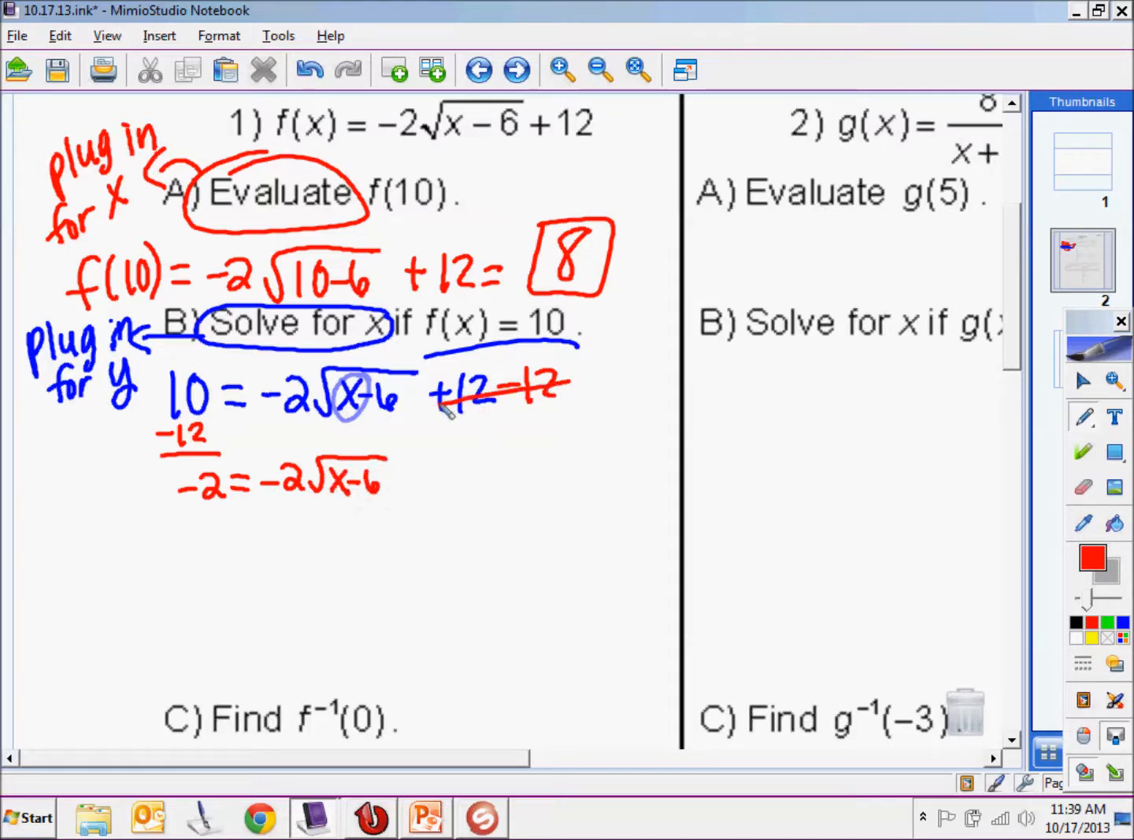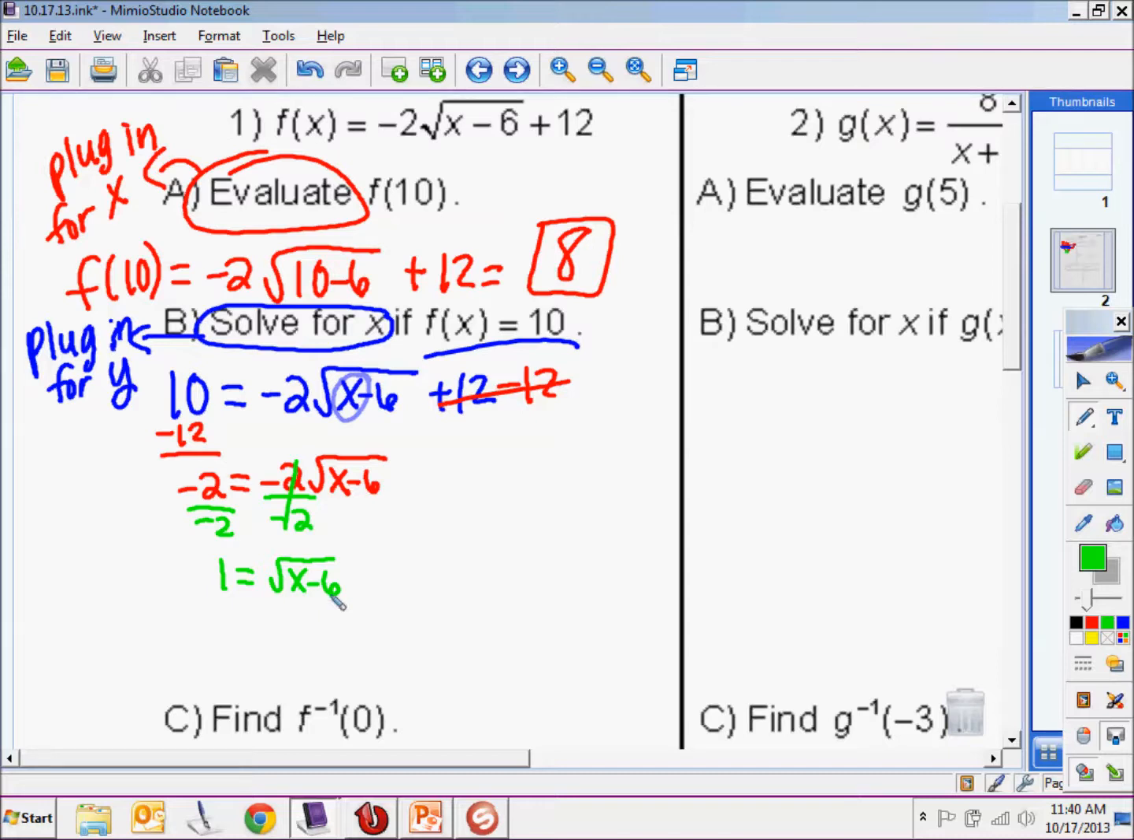Because this goes up. Is x by itself yet? No. So what do I divide by? Negative 2. Because remember we're doing SADMEP. When you're solving, you're doing SADMEP, PEMDAS backwards. So what's negative 2 divided by negative 2? 1. So I have 1 equals the square root of x minus 6.